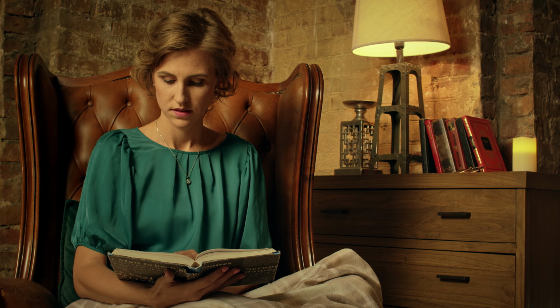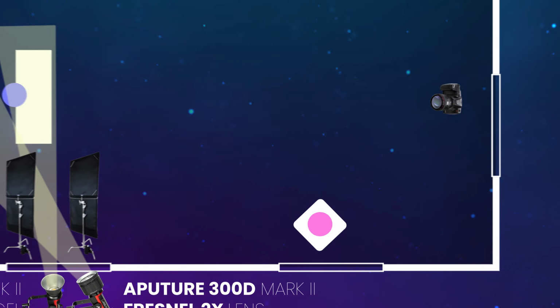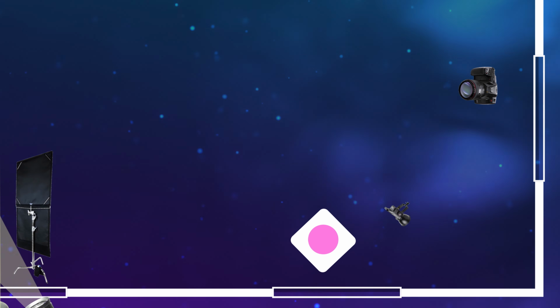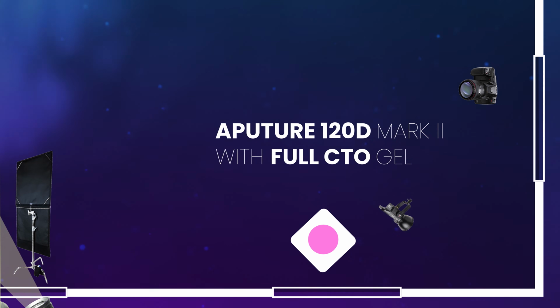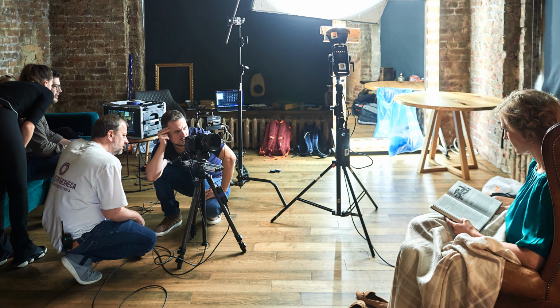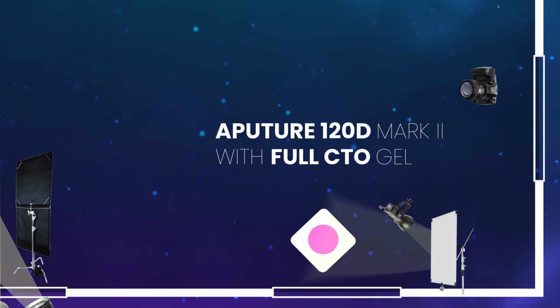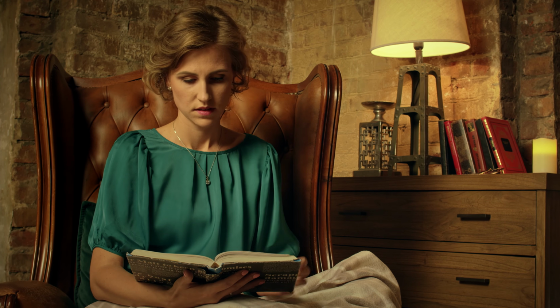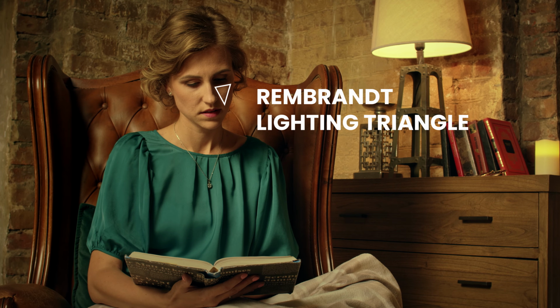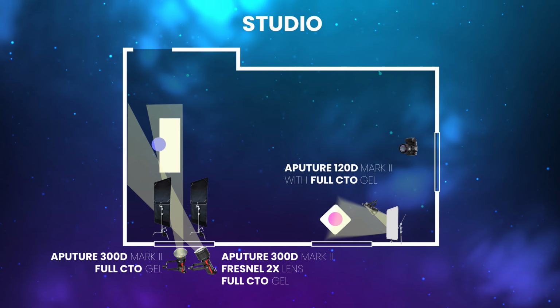The next step was to create lighting for the actress. Viewers should also have a feeling that she is sitting near the window. For this task, I used an Aperture 120D Mark II with full CTO gel to achieve a warm and beautiful image. The device was pointed to a reflection board which was at an angle of 45 degrees to the actress. You can see the Rembrandt lighting triangle on her face, so popular in Hollywood films. This is how I ended up with bounce diffusion key light for the actress.